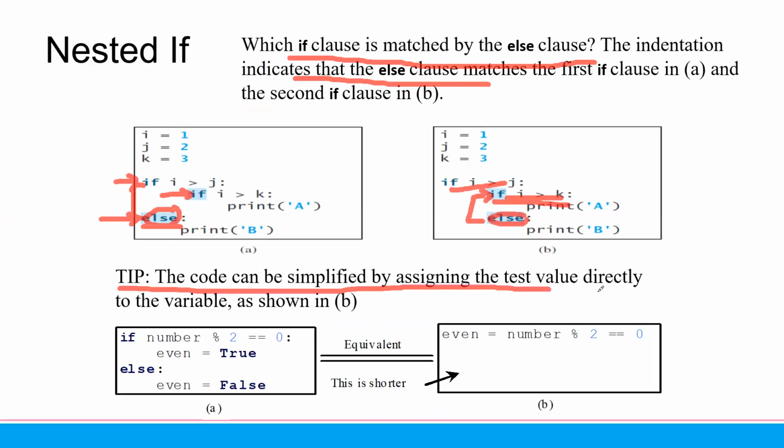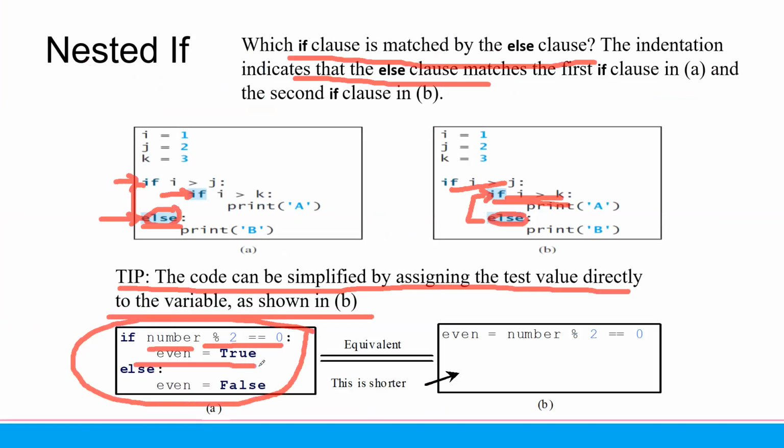The code can be simplified by assigning the test value directly to the variable. So here we have if number divided by 2 equals 0, then even is true, else even is false. So we can make the shortcut: even equals number remainder 2 equals 0.